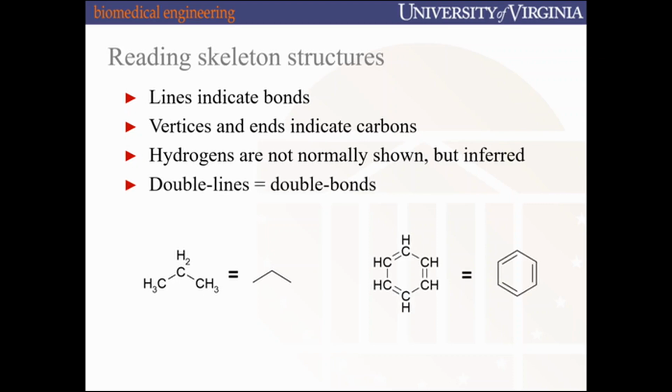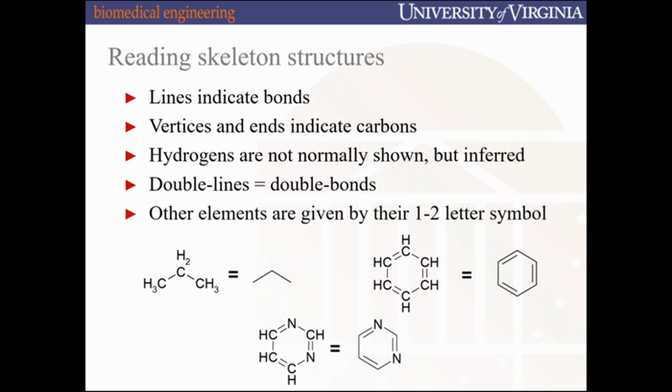Double lines are used to indicate double bonds, as shown in this benzene molecule that we'll see on Thursday in the amino acid phenylalanine. And all the other atoms besides carbon and hydrogen are drawn with their 1 or 2 letter abbreviation, as shown in this pyrimidine molecule that we'll see later today in nucleotide bases. As you'll see in the upcoming slides, these strict rules for drawing skeleton structures aren't always followed precisely. Sometimes the hydrogens will be left in to emphasize bonding interactions they participate in, or to emphasize the presence of single versus double bonds. But it's important for you to understand this general convention so we can all be on the same page when we're discussing biomolecular structures.